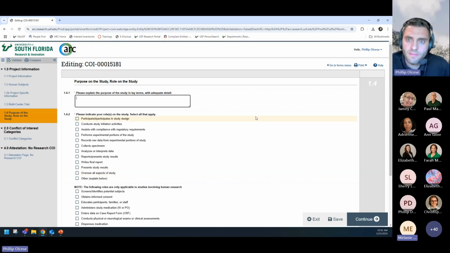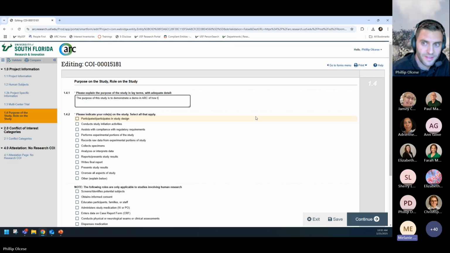So it's going to ask us about the purpose and the role of the study. It's asking us to explain this in lay terms and in adequate detail. So, a lot of times the protocol or documents are very scientifically focused and written. So it's kind of asking us to just simply describe what your purpose of the study is. The purpose of this study is to demonstrate a demo in ARC of how to submit a disclosure.